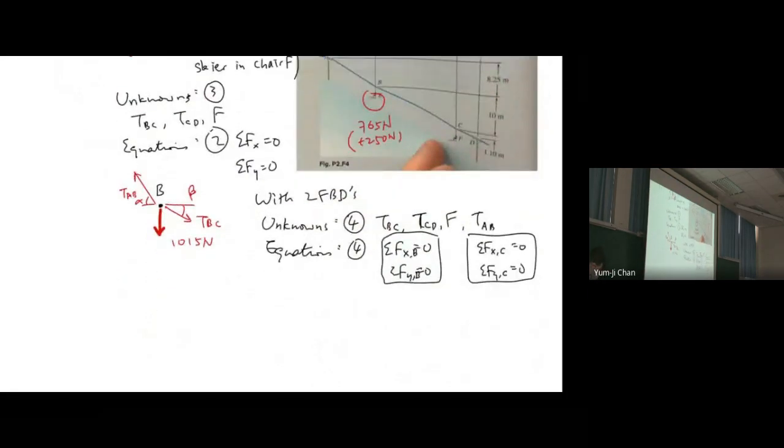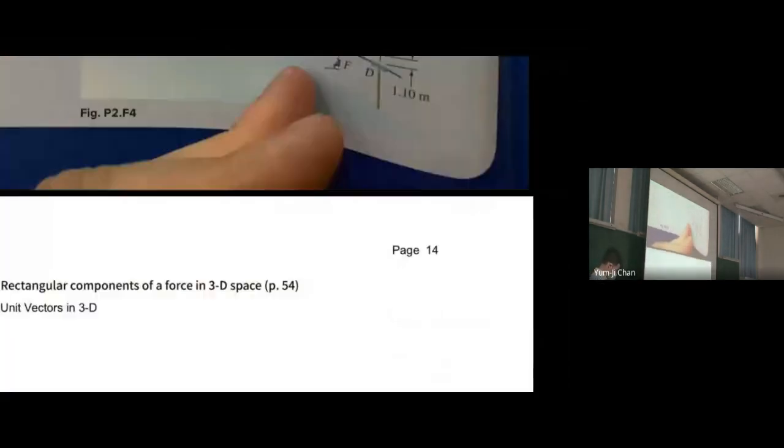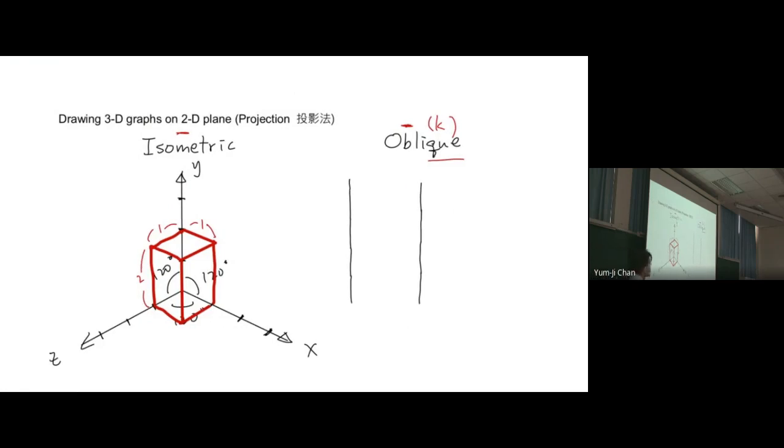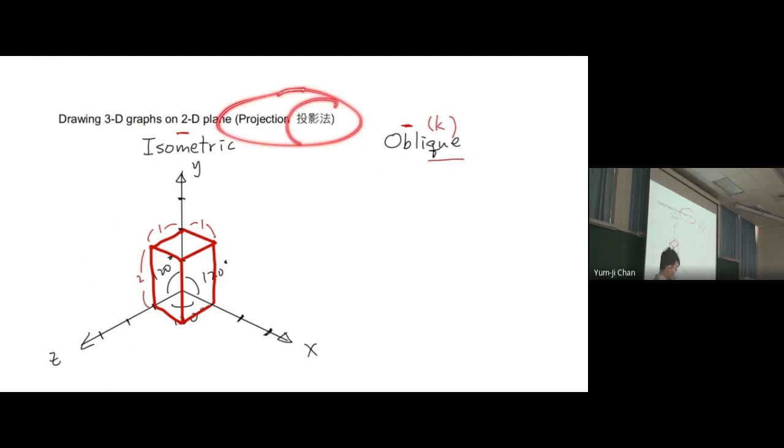I think we stopped last Thursday at this point. How to draw 3D graphs on a 2D plane. The first method is what we call isometric projection. This is in engineering, we call this projection. This is the Chinese term for saying this, projection. You will see this in next semester. So the first way is isometric projection, and I'll explain how to do this.